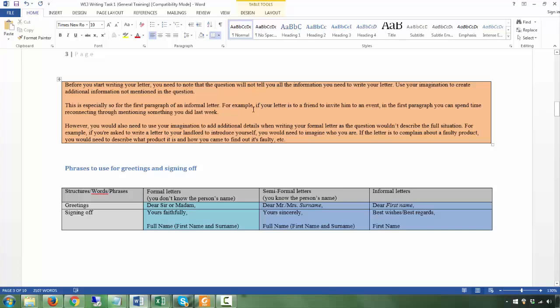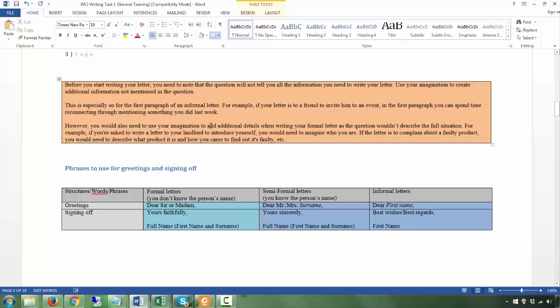Okay, so read the question carefully, but the point is that you will have to fill in a lot of information that you're going to make up. All right, not just of course for informal letters, but also for formal letters.